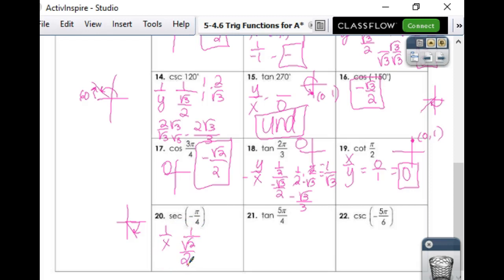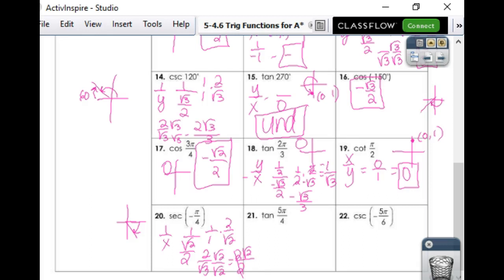I have to divide and flip. So I'm going to do 1 times 2 over the square root of 2, which is going to give me 2 over the square root of 2. So I end up with square root of 2 as the answer.